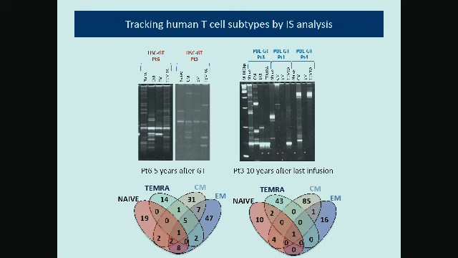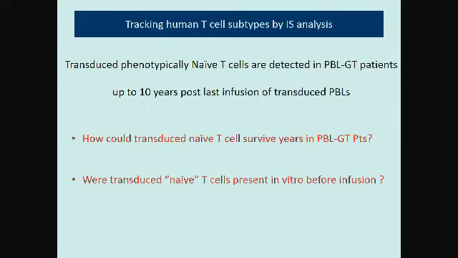So the question was, how could naive T cells survive that long in patients, preserving the naive phenotype? Because the main concept is that naive T cells are short-term surviving, actually. So we should have found only memory cells in these patients with a vector, and if these naive T cells were present in vitro before infusion. So we kept this question on hold for quite a while.